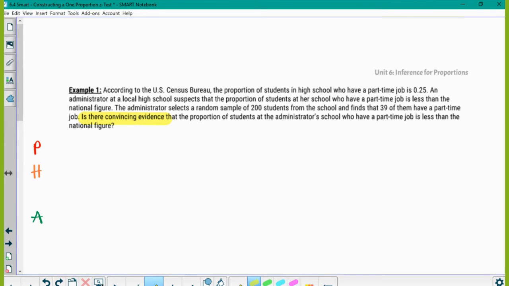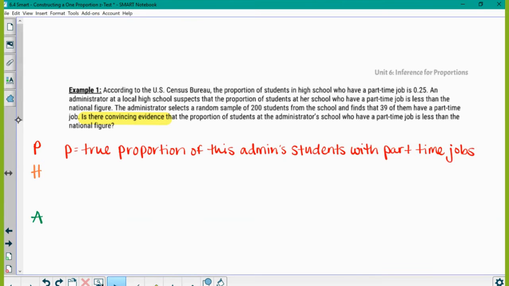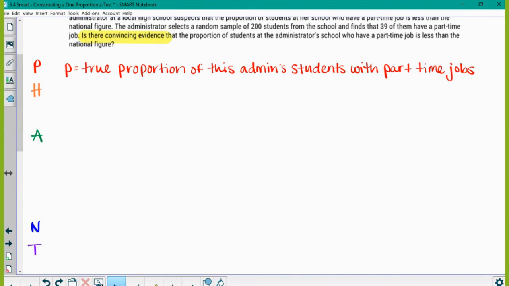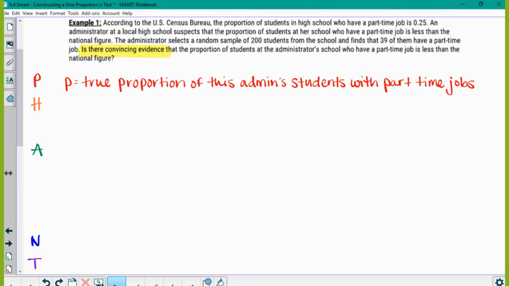Well, our p, our parameter, we're trying to see the true proportion of this particular administrator's students with part-time jobs. Be careful. Don't state something that's all high school students. That's not what we're interested in. We're interested in the population at this particular administrator's school.